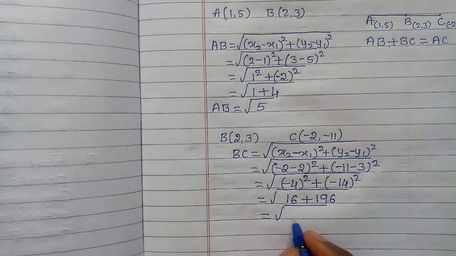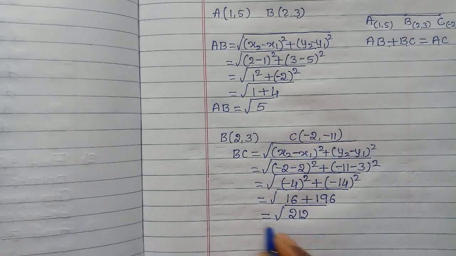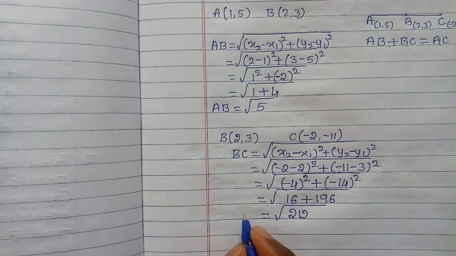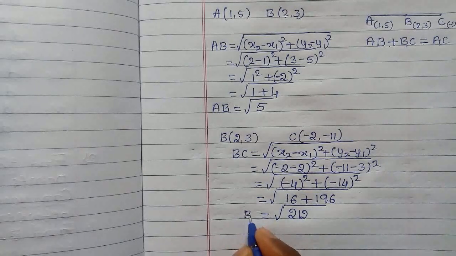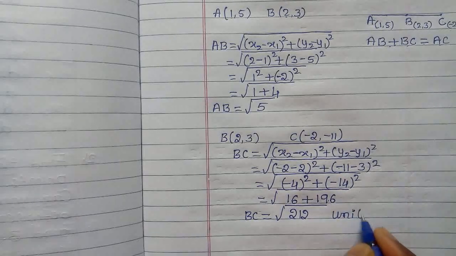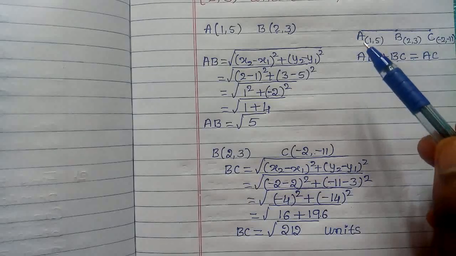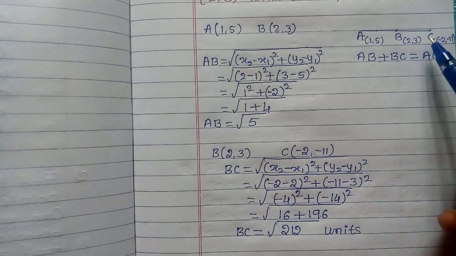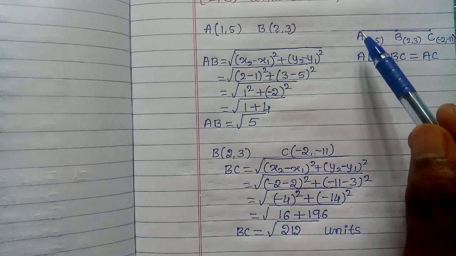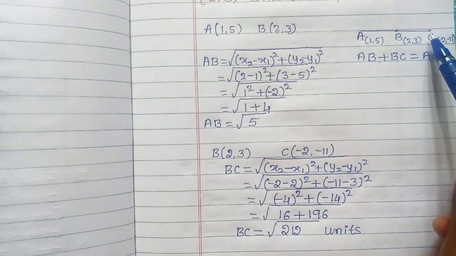16 plus 196 is 212. Therefore the distance between the points B to C is square root of 212. BC is equal to square root of 212 units. Now we have calculated the lengths AB and BC.